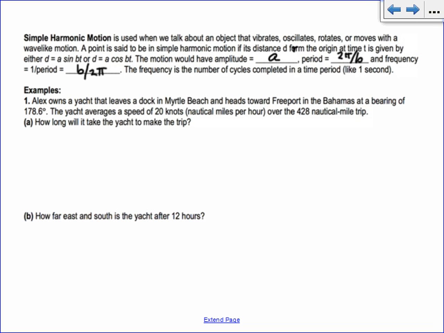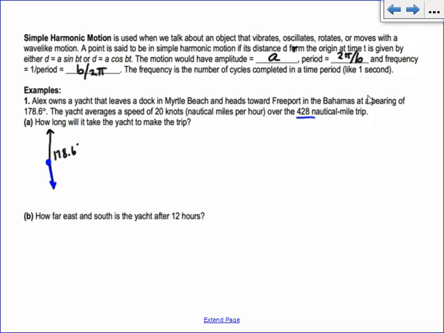Okay, so let's draw a little sketch. So he's going on a bearing of 178.6 degrees, so just slightly off the center. So he's traveling from here and he's going down like that. His speed is 20 nautical miles per hour, and his distance that he's traveling is 428 nautical miles. Nautical miles, remember we talked about them, they're not quite miles. They're a little bit off. It has to do with the radius of the Earth and all that stuff. You guys remember doing that?